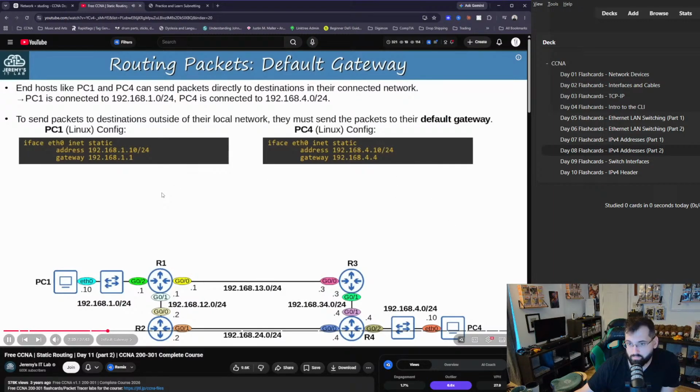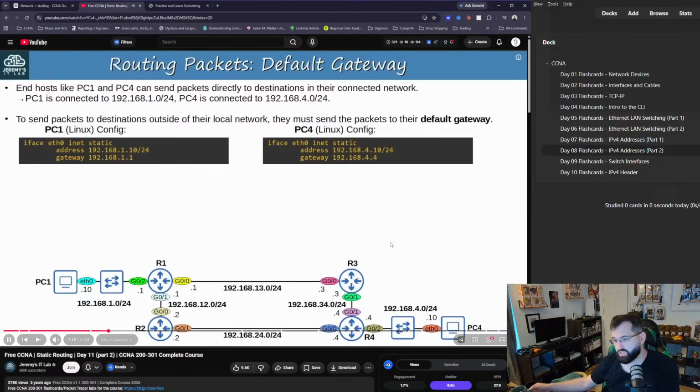So these are the configs on PC1 and PC4. ETH0, that's their Ethernet port. This is their address. Yes, this is the default gateway, which is going to be this right here. So then that means 0.4. Why isn't it 1? Interesting. Oh, because he was trying to make it match R4 for organizational purposes.